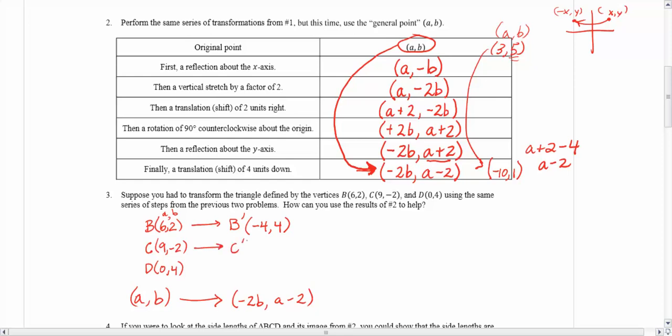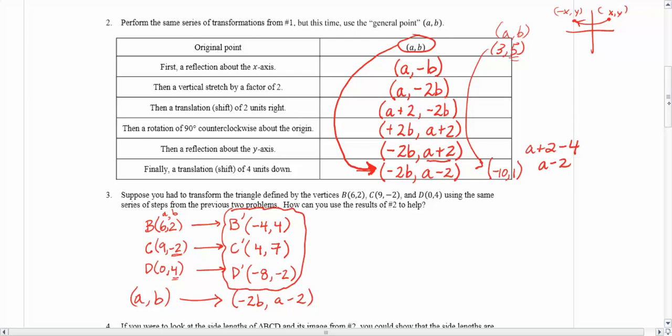C prime: the b here is negative 2, so that becomes negative 2 times negative 2, which is positive 4. And then a minus 2 is 9 minus 2, so that's 7. And then D prime, let's see, it's going to be negative 2b, so negative 2 times 4, negative 8. Then a minus 2 is 0 minus 2, negative 2. So then here are the new points without having to do a ton of work. Right?